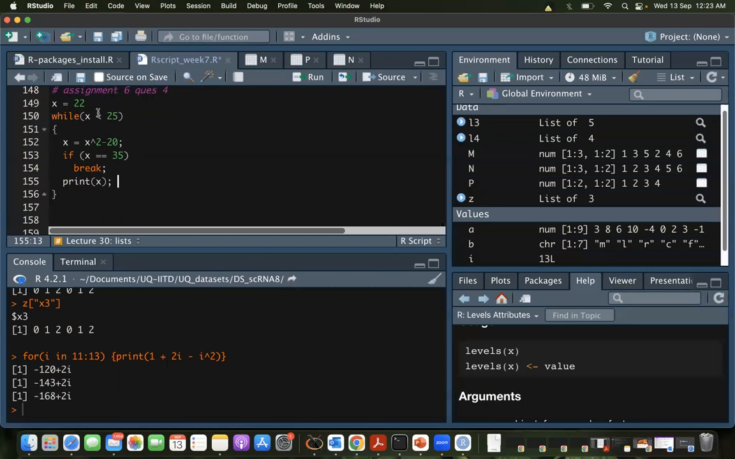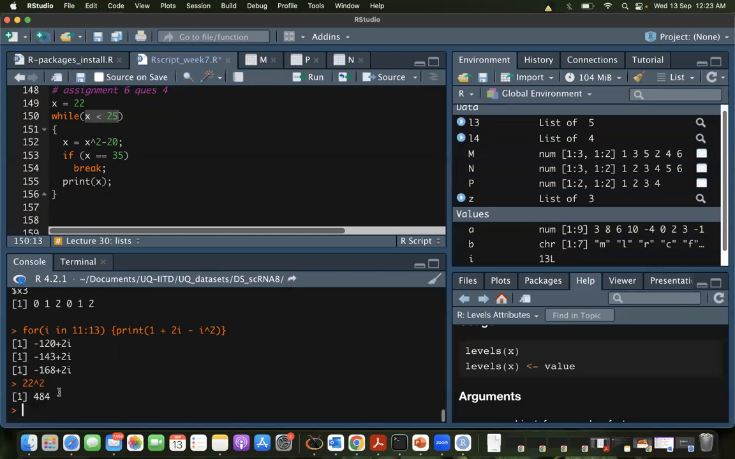Okay, so now this one here, x is 22 and you check while x is less than 25, which is true. So we enter this loop and what it does is it changes the value of x. It says squaring x. So 22 square, that's 484. Okay, and it says if x is 35, break. So break means you come outside the loop. So x is not 35, so you print this value. This is 484 minus 20, right? So that's going to give you 464.